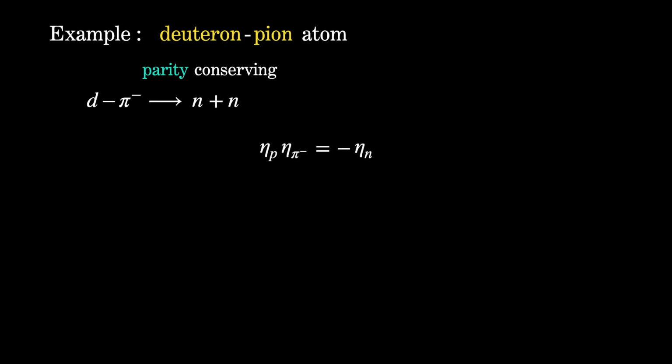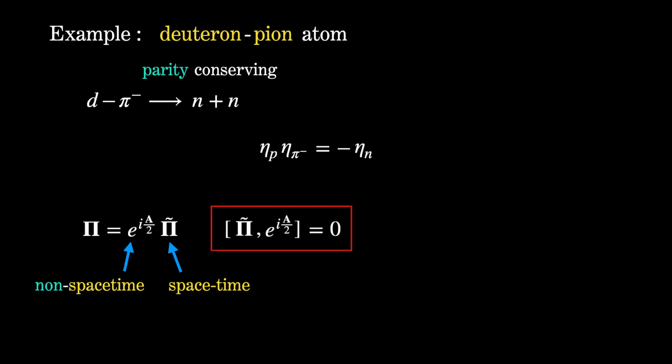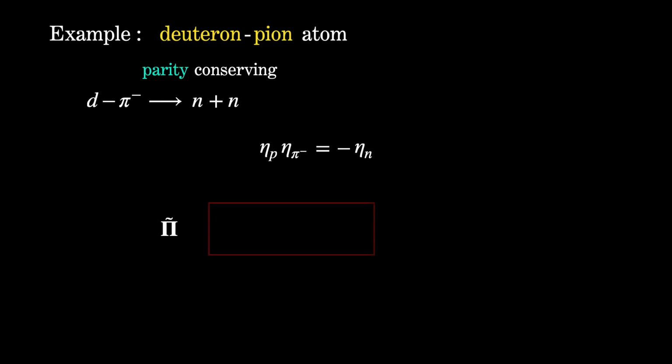Thus we now have a relation between the intrinsic parities of the pion and the nucleons. Recall that earlier we have separated the parity operator into two commuting parts, a spacetime part and a non-spacetime part. We have opted to keep only the spacetime part, since it is sufficient to satisfy the defining property of a parity operator based on the transformation of spatial operators like the position vector. This means pi tilde will commute with all internal transformations, including the isospin symmetry.